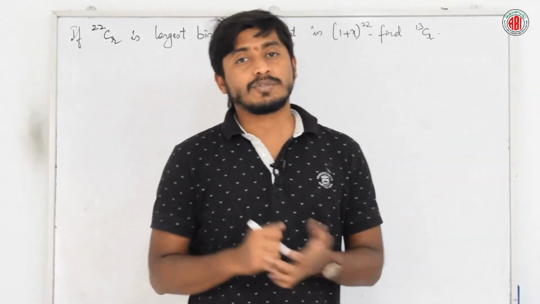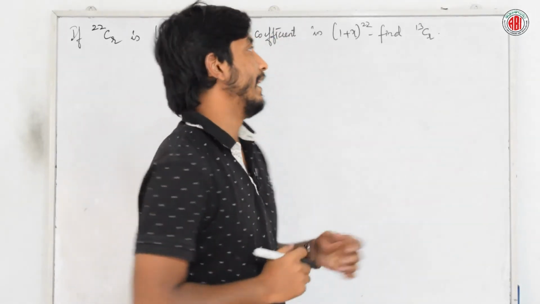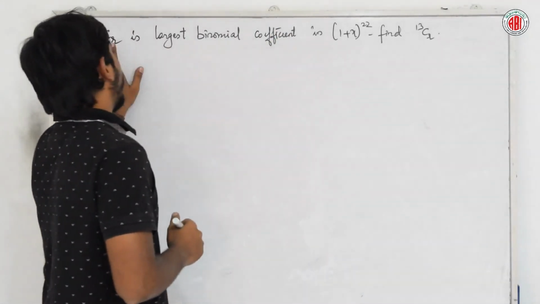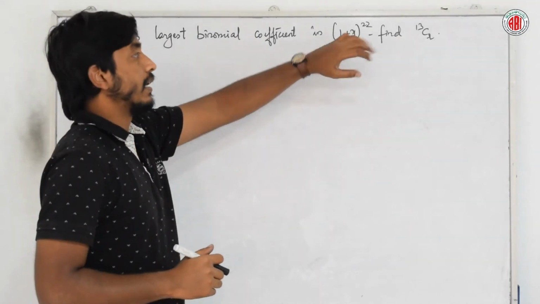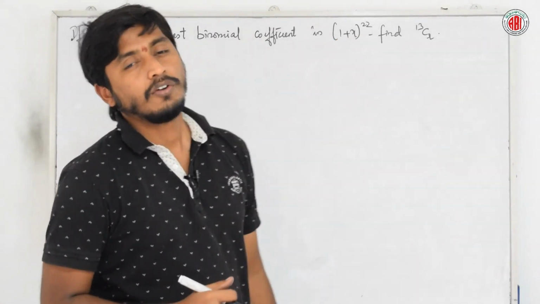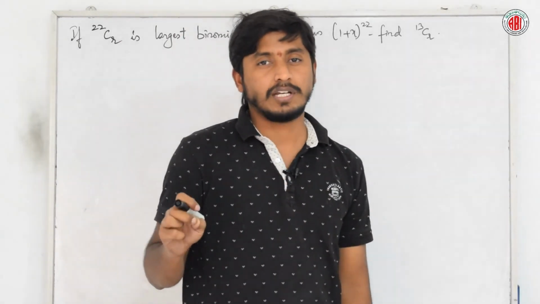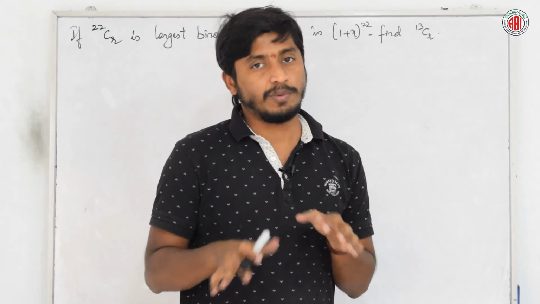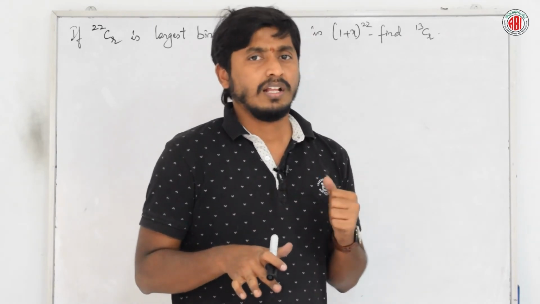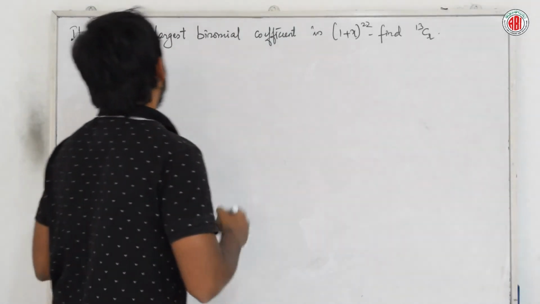Let's do. The next question we are going to deal with: he is telling that 22Cr is the largest binomial coefficient in this particular expansion. Then he is asking us to find 13Cr. What is this largest binomial coefficient? Mostly the middle term will be the largest binomial coefficient. Yes or no? Fine.